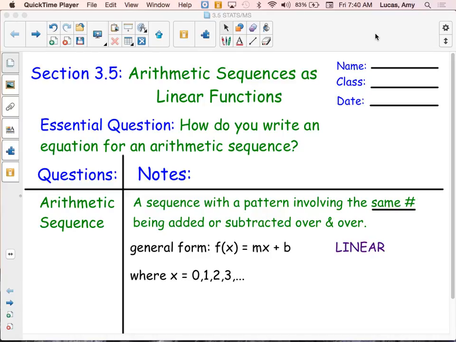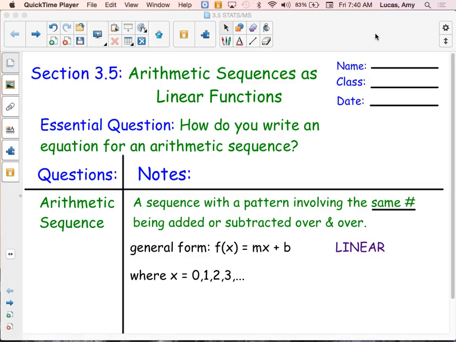Our first vocab word is arithmetic sequence. An arithmetic sequence is a sequence with a pattern involving the same number being added or subtracted over and over. So it's a sequence of numbers, and the pattern going from one number to the next involves either adding the same thing every time or subtracting the same thing every time.